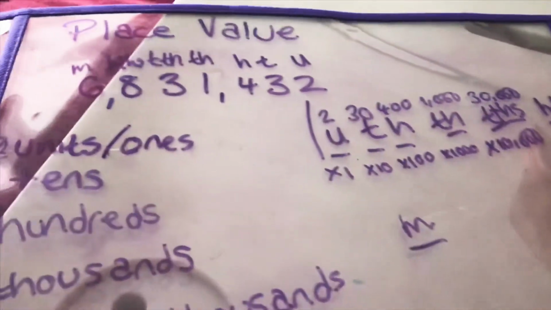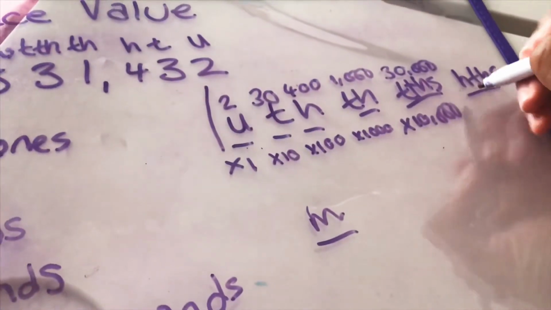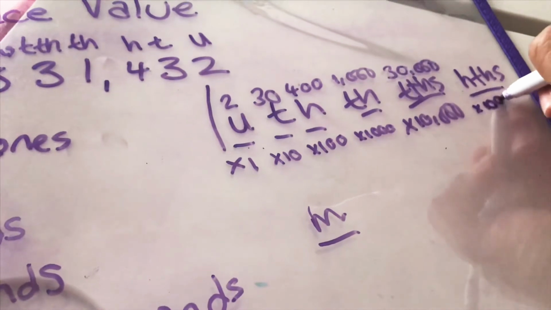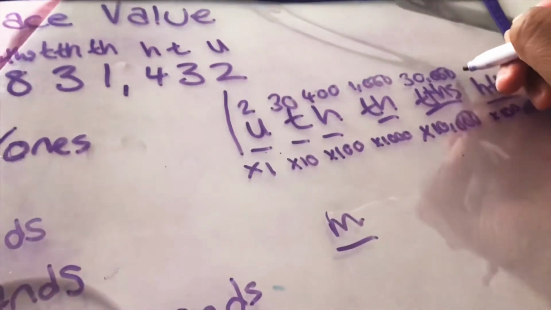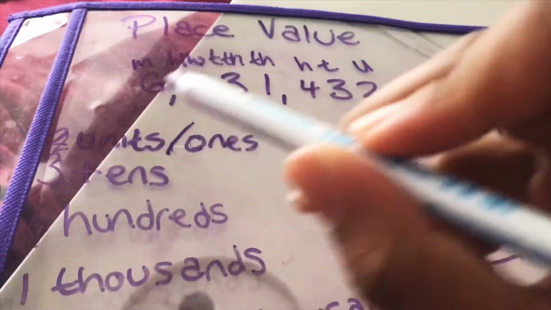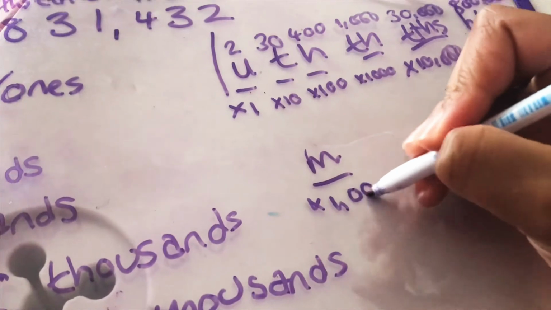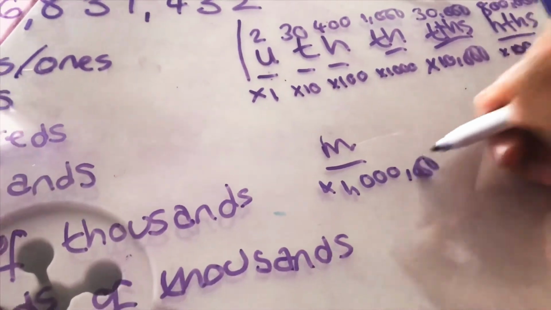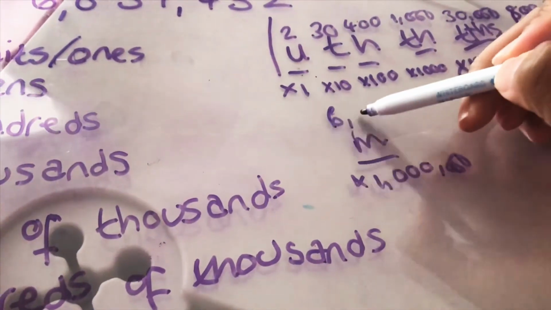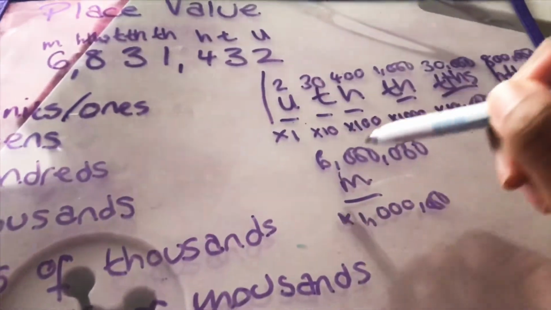And then hundreds of thousands, we said it was 8. It's going to be 8 times 100,000, which is 800,000. Right, millions now. 6 times 1 million. So that is 6 million. Okay. So these are all the place values.